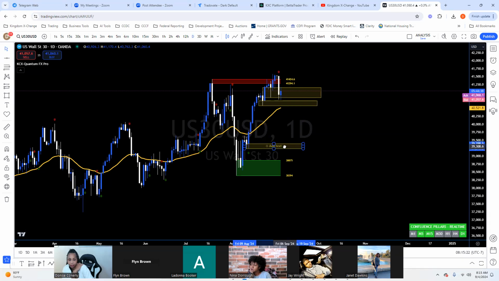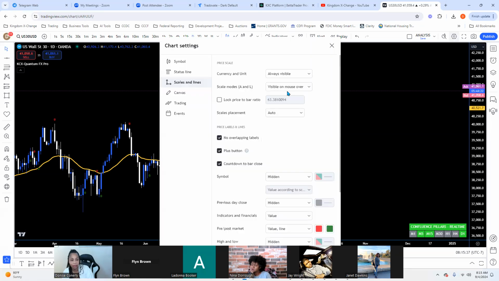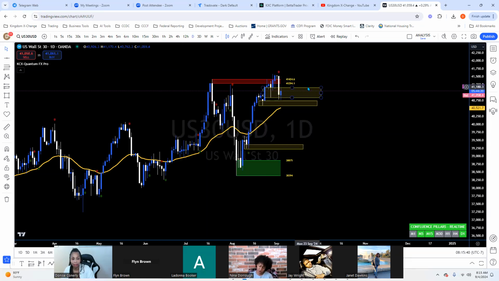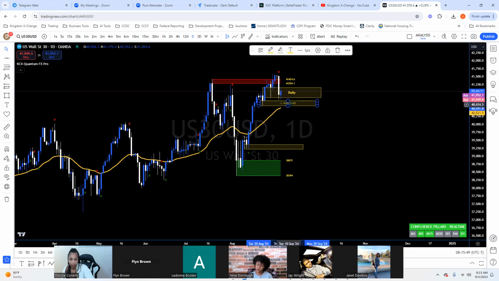And then there's one here. And then I'm not going to draw this one because it already does it for me. So those are all areas that price can come down to based on the daily, right? I put daily in those so we know what we're dealing with. And this is just giving me information. Right now, I'm just trying to get information on what price is doing. This is all to give me information.